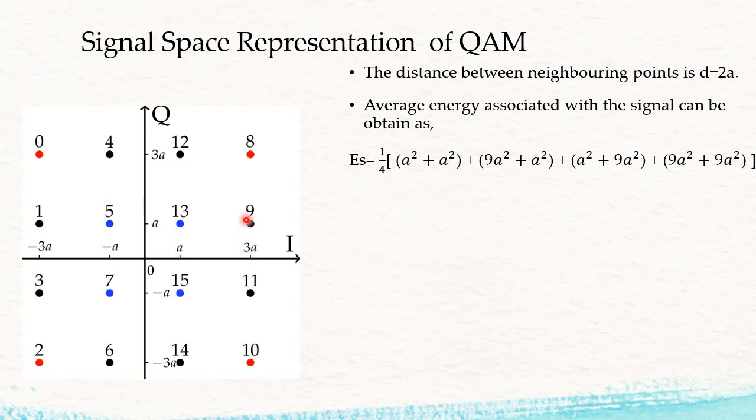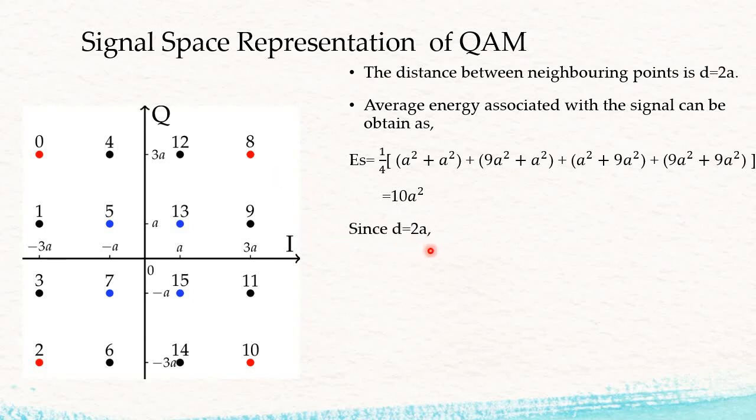So therefore it comes out to be A square. Similarly, if you find out the value for 8, this distance is 3A and this one is also 3A. Therefore the value comes out to be 9A square plus 9A square, and therefore the total energy associated with the signal can be obtained as 10A square.